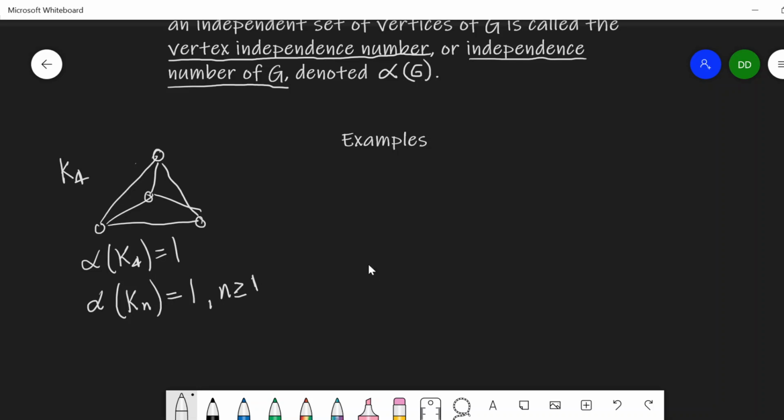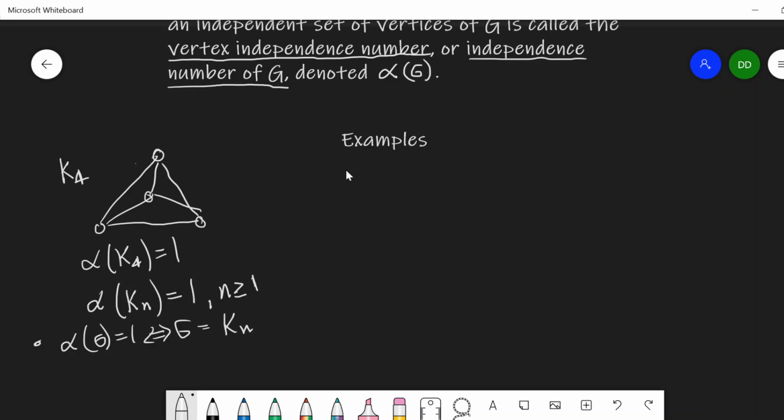And we can actually say more about this: the independence number of G is equal to 1 if and only if G is Kn for some n. Right, if the maximum size of an independent set is just 1, that means that any two vertices must be adjacent, and therefore the graph is complete. And so that is a useful fact that we'll use later on.